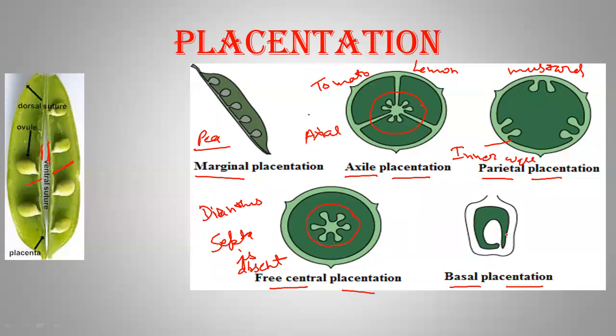Next is basal placentation. Here ovules are attached to the base of the ovary. Example is sunflower. So placentation is done.